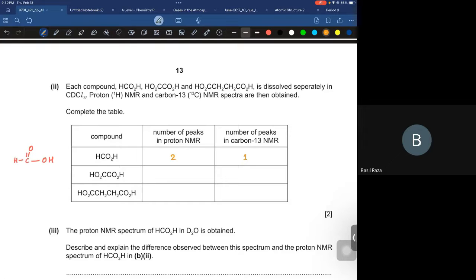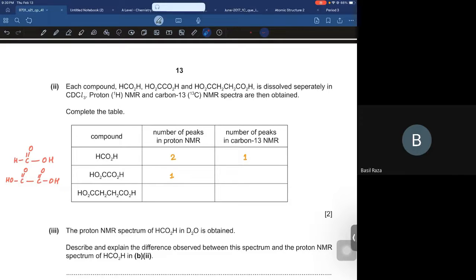Remember, this is a dicarboxylic acid, ethane dioic acid. So the number of peaks in that spectrum is 1. If you are wondering why, it is because this is symmetrical, 100% symmetry. So this hydrogen is equal to this hydrogen, and that's why you can see only one peak.